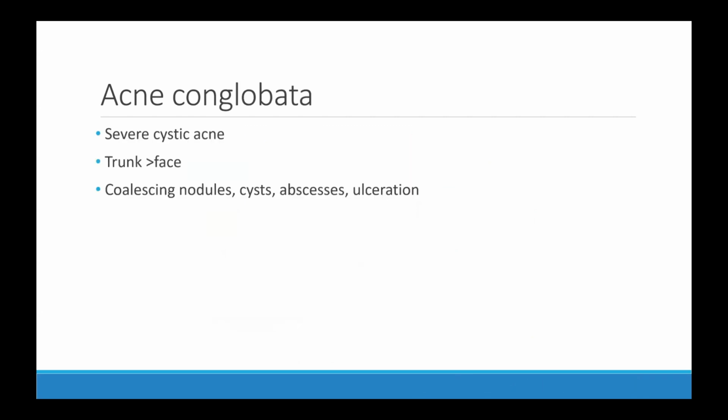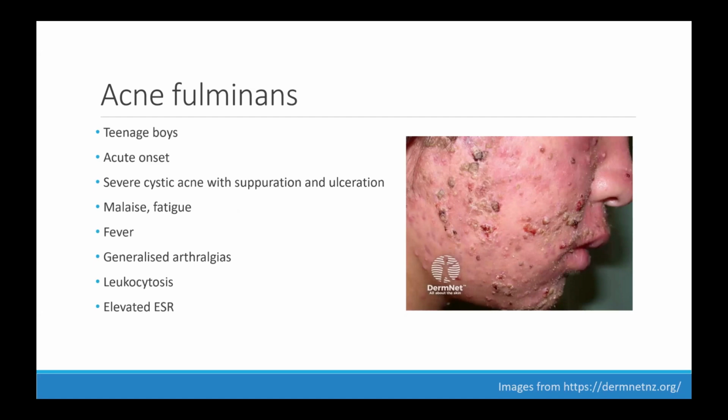Acne conglobata is a condition in which the patient has severe cystic acne, affecting the trunk more than the face, with coalescing nodules, cysts, abscesses, and ulceration. Acne fulminans often affects teenage boys with acute onset. In acne fulminans, there is severe cystic acne with suppuration and ulceration. Patients can also have malaise, fatigue, fever, arthralgias, as well as leukocytosis and elevated ESR.